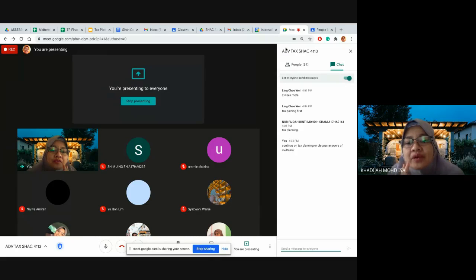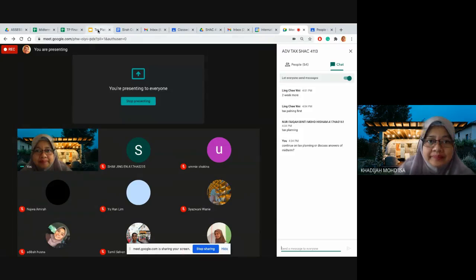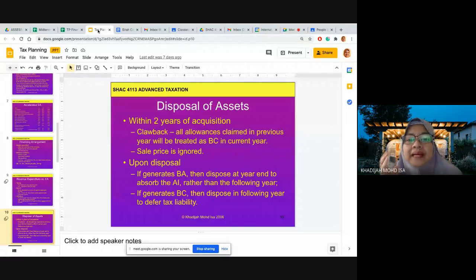But if you have a balancing allowance, the balancing allowance will reduce your SI. So that's why you try to dispose at the end of the year, so that you can absorb your adjusted income and reduce your statutory income.